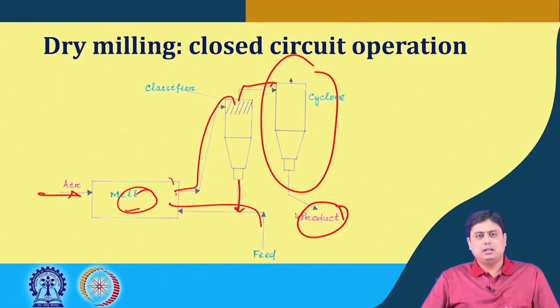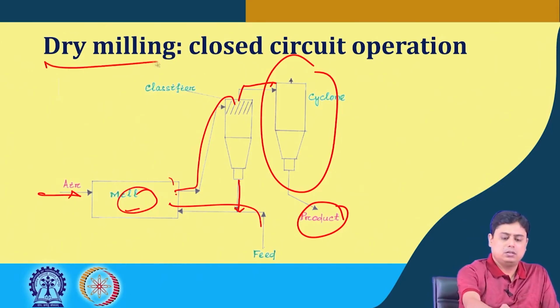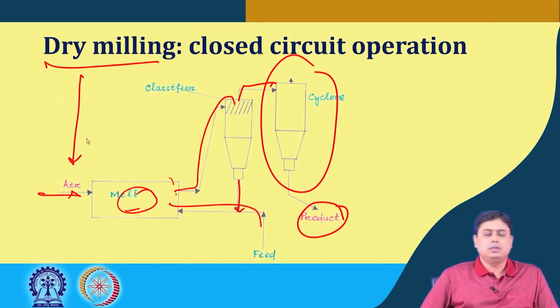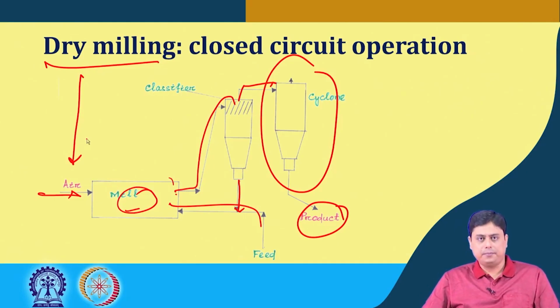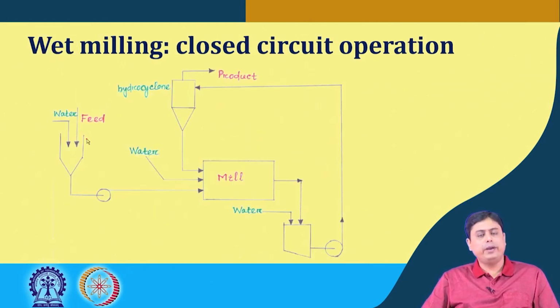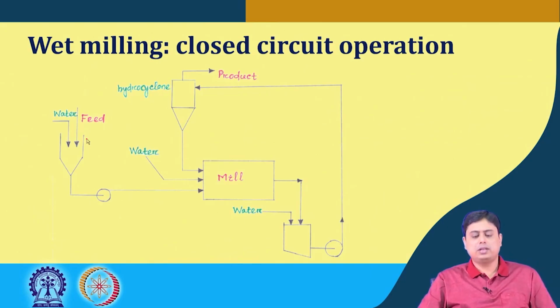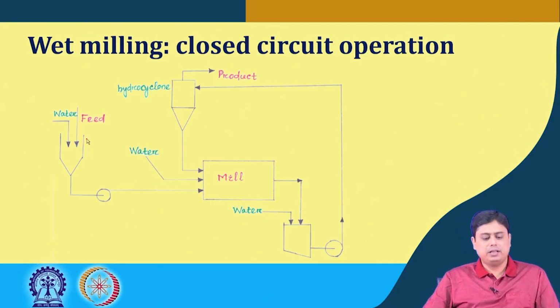Now, this is the dry milling operation, which means the carrier medium is air without humidity, dry air. In case of wet milling, again in closed circuit operation, because as I mentioned, closed circuit operation is more popular because of its efficiency, what happens here?